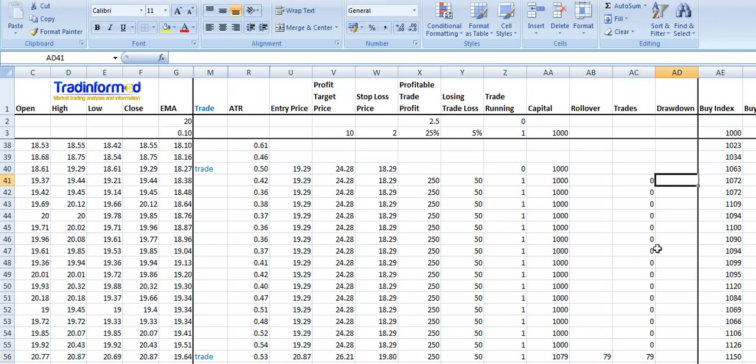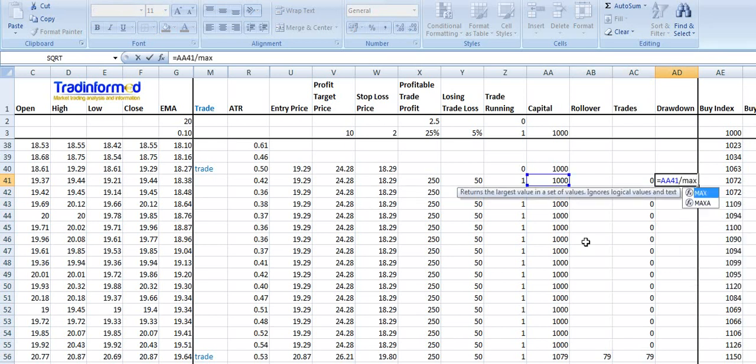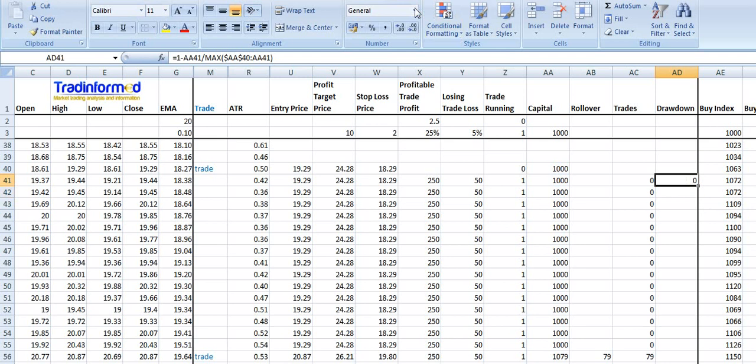Drawdown we calculate using the formula of this week divided by the highest value in the previous weeks, and I'm going to use F4 to lock the first cell, and I'll make the whole formula 1 minus that, expressed as a percentage, and then double click on the bottom right hand corner to copy it down to all the cells below.